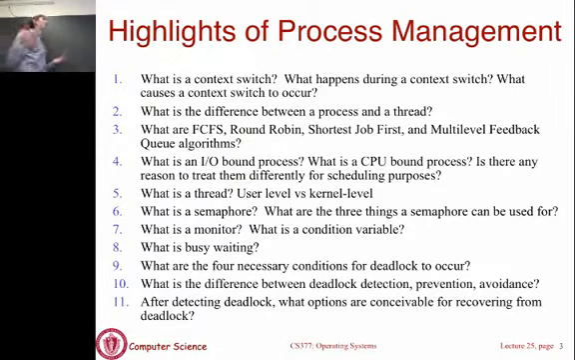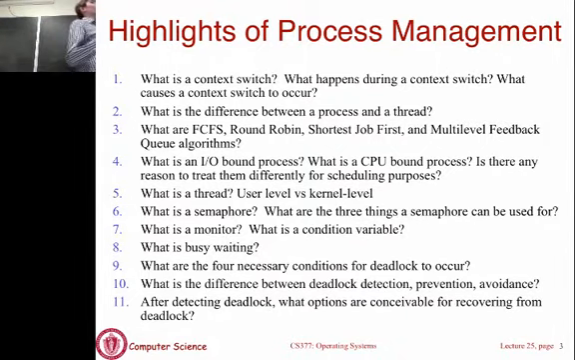Right, so highlights of process management. We talked about processes for quite a while. A process is essentially just the execution state of a program. Context switches are when we're switching from one program to another. You're obviously saving the running state of the current program, loading the next process by restoring its state, and then it can begin executing on the CPU.